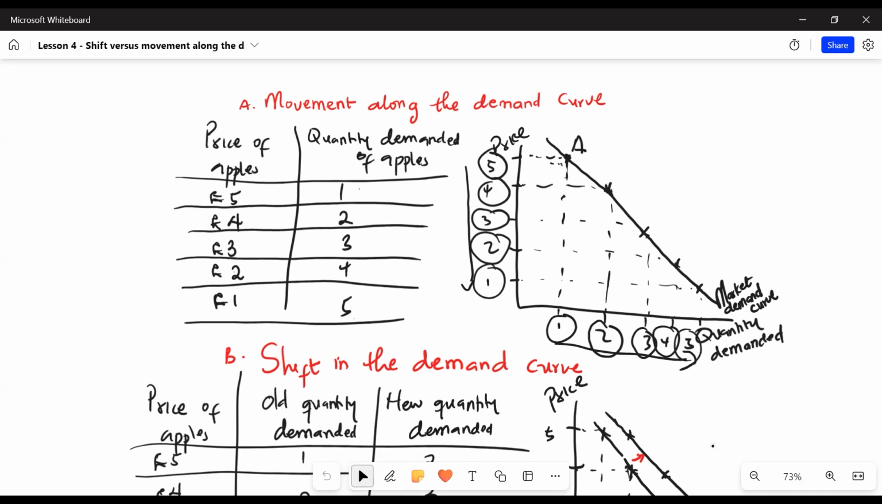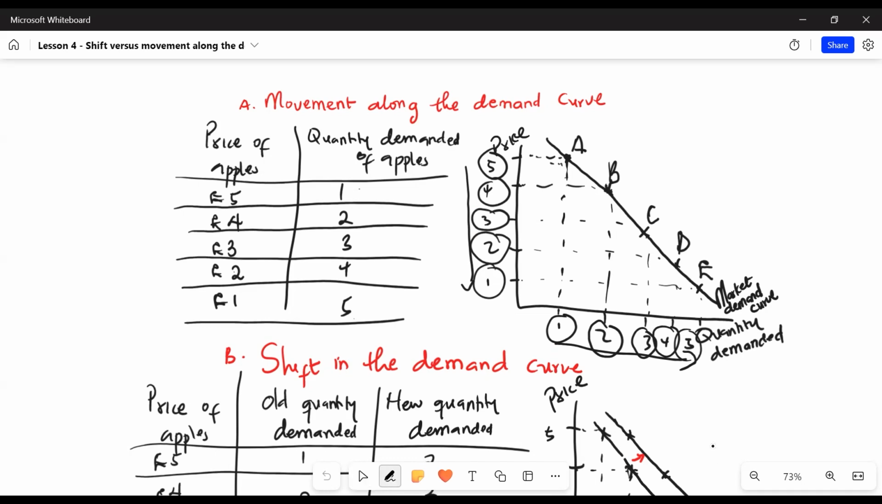Now, when we say movement along the demand curve, all we mean is movement from one point on this demand curve to the other. For example, moving from point A to point B to point C to point D and to point E. And we can see that the only thing that is causing this movement is the change in price.